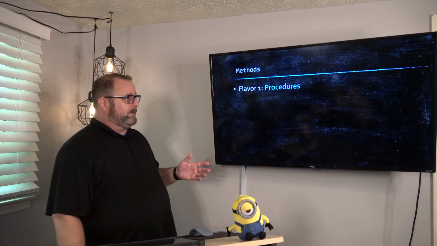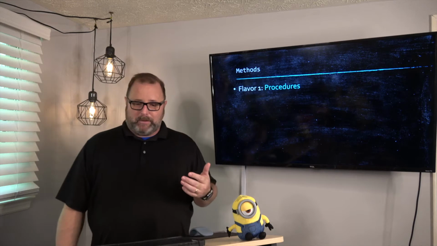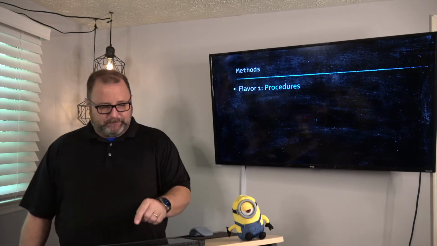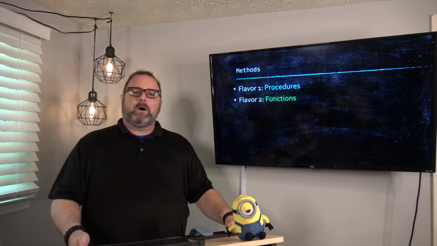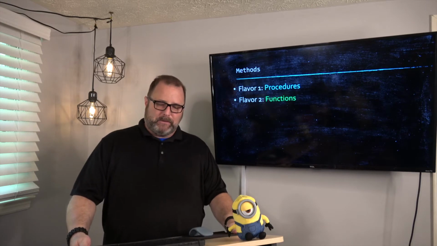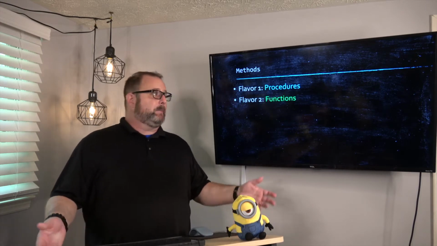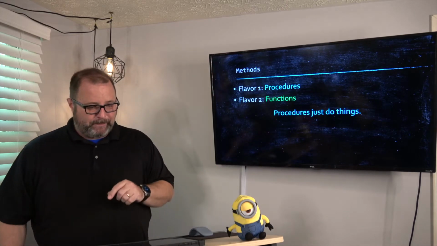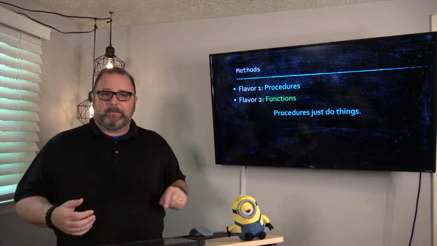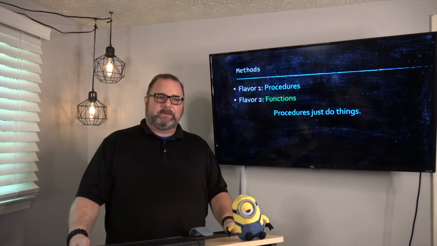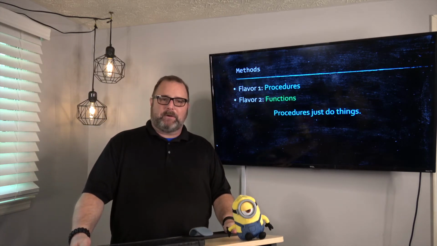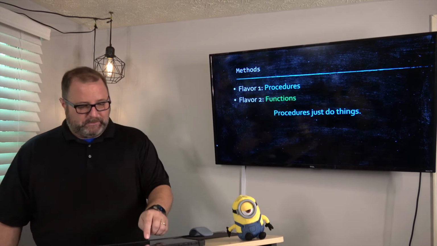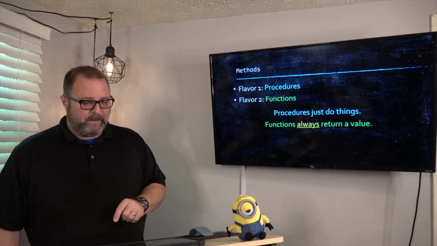So flavor one of a method is procedures. Okay? And flavor two is functions. So all methods can be broken down into one of two types: procedures and functions. Okay? Now, procedures are simple. They just do things. It's literally just a named block of code that you call. The command is the procedure. Okay? The instruction is the name of the procedure.